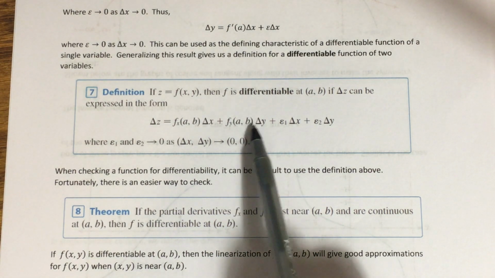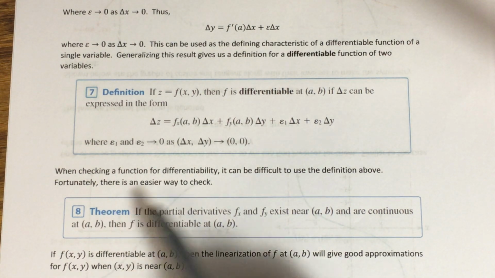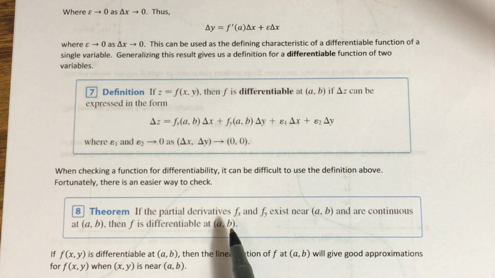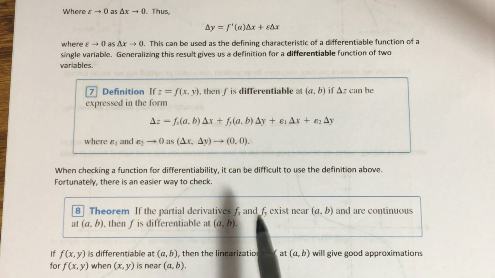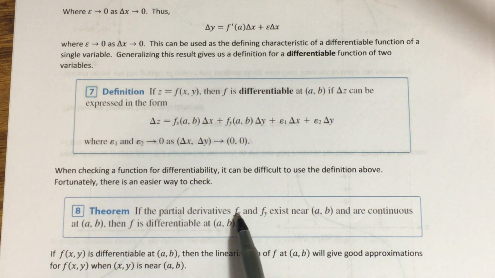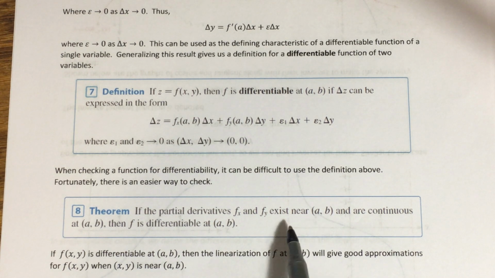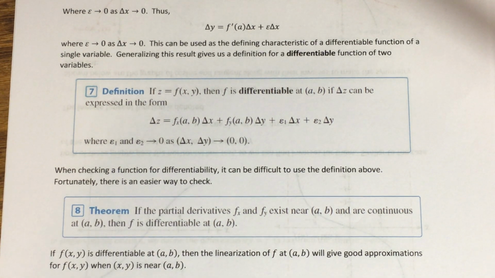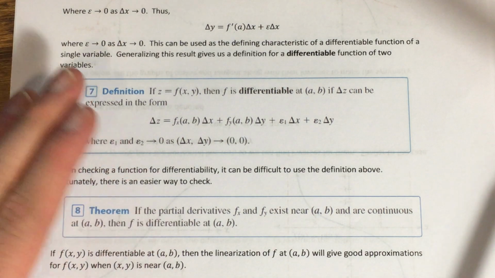It turns out there's an easier way to verify if a function is differentiable, and it's given by this theorem right here. So a function f of x, y is differentiable at a point a, b if the partial derivatives f_x and f_y exist near that point and are continuous at that point. So that gives us an easy way of verifying. All we need to do is check to see if our function has continuous derivatives with respect to x and y, partial derivatives. Okay?